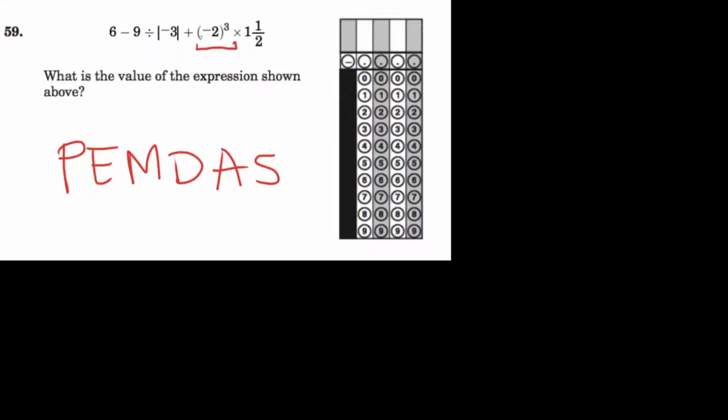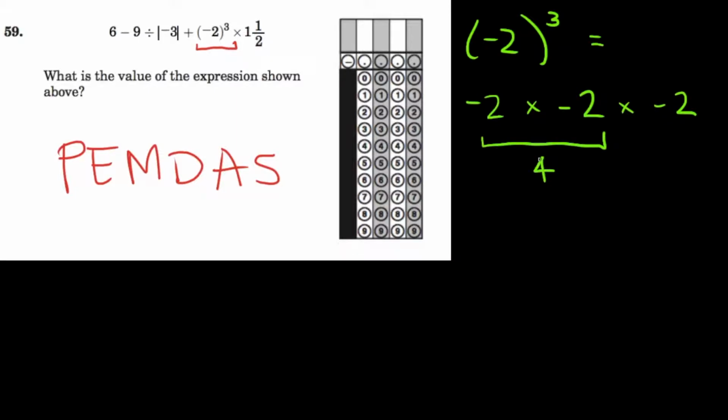That -2 is being raised to the third power. I know that that exponent, that 3, comes before multiplication and addition in the order of operations. So I'm going to go ahead and do -2 to the third power right away. That's -2 times -2 times -2. These first two would make a +4, and +4 times -2 is -8. So I'm going to replace this expression up here with -8.